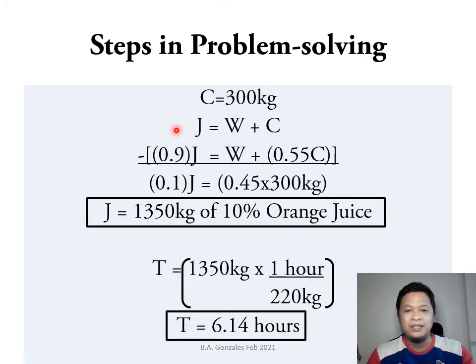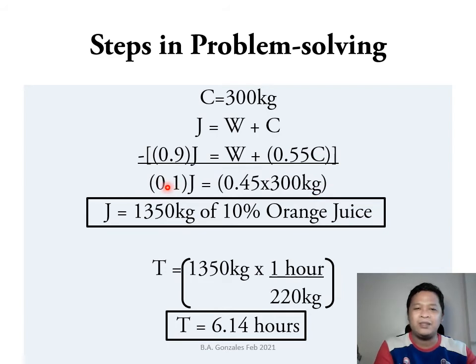Okay, so in this case, if we try to quote-unquote add the equations, or in this case, parang sinubtract mo yung isang equation sa kabila to cancel out the W. So you now have an equation relating J to C. Okay, so in this case, 10% of J is equal to 45% of C. This is actually yung equation ng solids balance. So you can actually do it that way, no? And you'll arrive at the same thing.